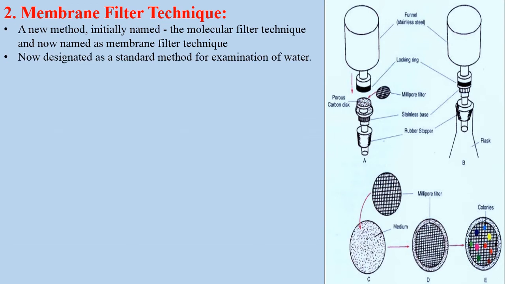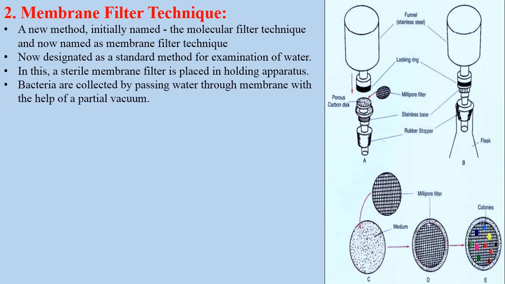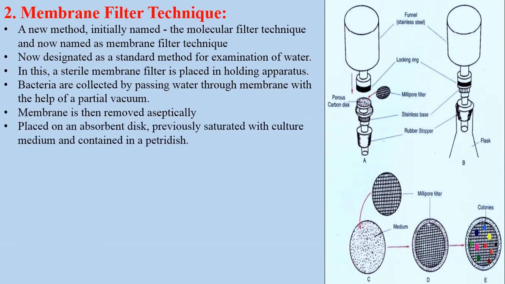In this, a sterile membrane filter is placed in the holding apparatus, that means in the filtration assembly. Bacteria are collected by passing the water through this membrane with the help of a partial vacuum. After the completion of water flow, the membrane is removed aseptically and placed on an absorbent disc which is previously saturated with the culture medium and taken in a petri dish. The medium from the petri dish passes through the membrane and nourishes the bacteria.